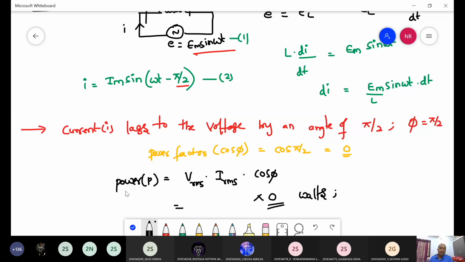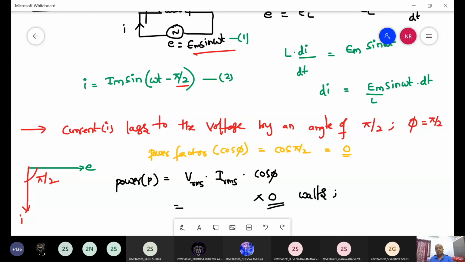So how can we draw the vector diagram here? If I am considering voltage as a reference, that is voltage E, then here current lags the voltage. How much? By an angle of pi by 2. Right? All these things we derived. Do you remember? గుర్తుందా ఏమన్నా?